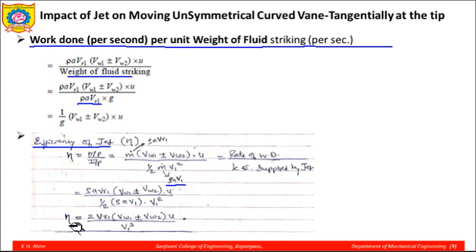The formula of efficiency is eta equal to 2 times Vr1 into bracket (Vw1 plus or minus Vw2) into u, divided by V1 cube.